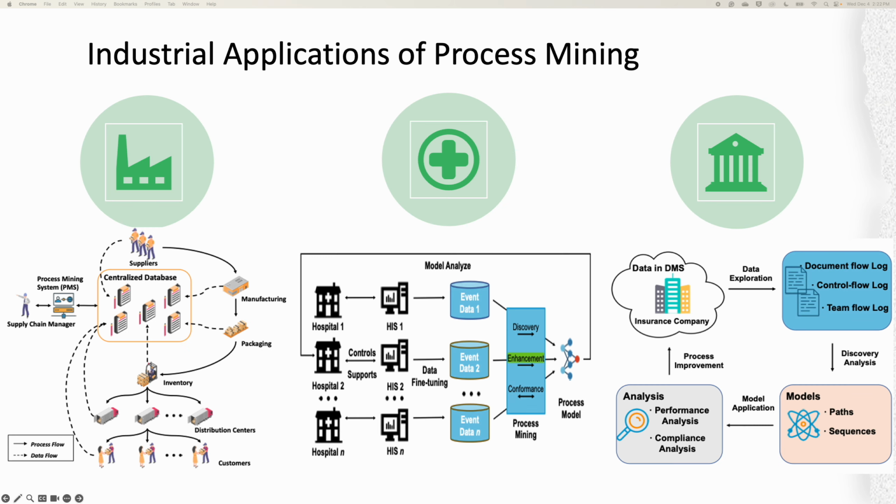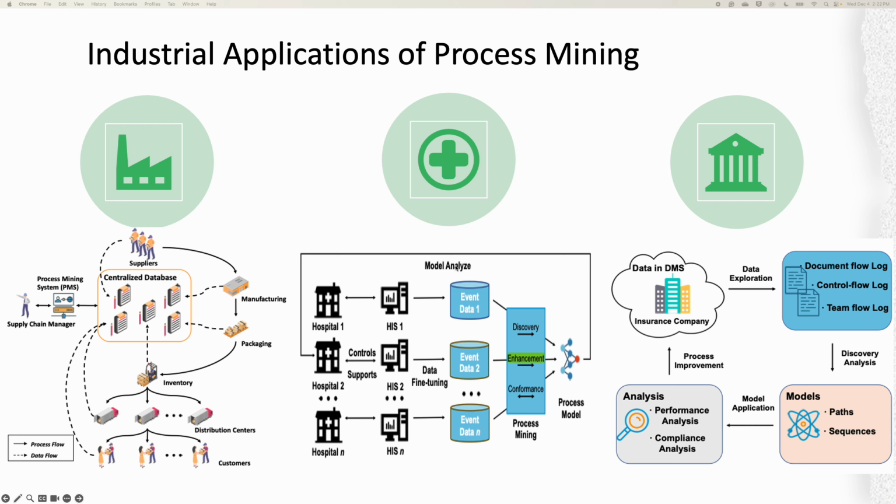Moving on to the industrial applications. These are a few of the industrial applications of process mining for now. The first one is manufacturing and logistics. Here process mining optimizes supply chains by analyzing event logs from various stages of production and distribution. As you can see, the dotted line is the data flow and the solid line is the process flow. This is where process mining comes into the picture.